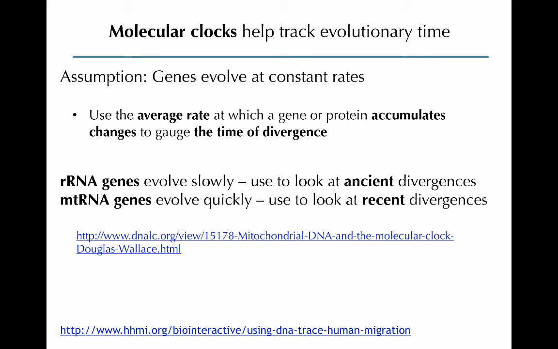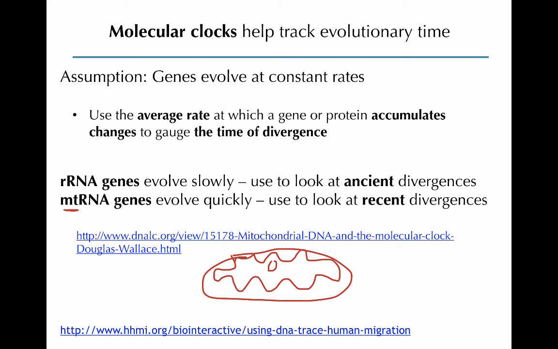On the other hand, if we want to look at recent divergences, we need to look at genes that evolve more quickly. Some of those genes that are commonly chosen are mitochondrial RNA genes. So that is DNA in the mitochondria. So this is that organelle. So there's the DNA that it contains, and it has genes on it. Some of those code for the mitochondrial RNA. So those evolved more quickly. Selection pressure to stay the same is not as high.